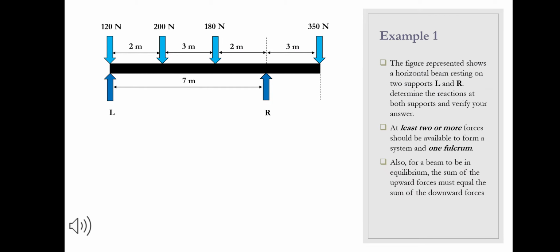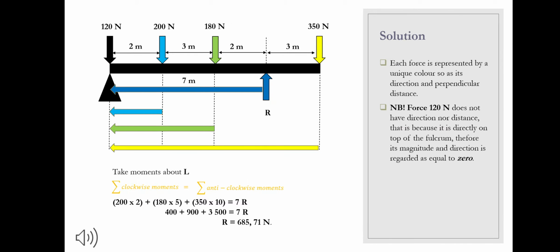Let us analyze the given example and see if there's anything weird about the problem. 120 newtons force is right on top of left-hand side reaction, and the right-hand side reaction is 3 meters from the right-hand side. These are important to point out before you start doing your calculations. On this example we need to calculate both reactions. But before we start, let us take moments about the left-hand side reaction. This means we'll have to substitute left-hand side reaction with the fulcrum.